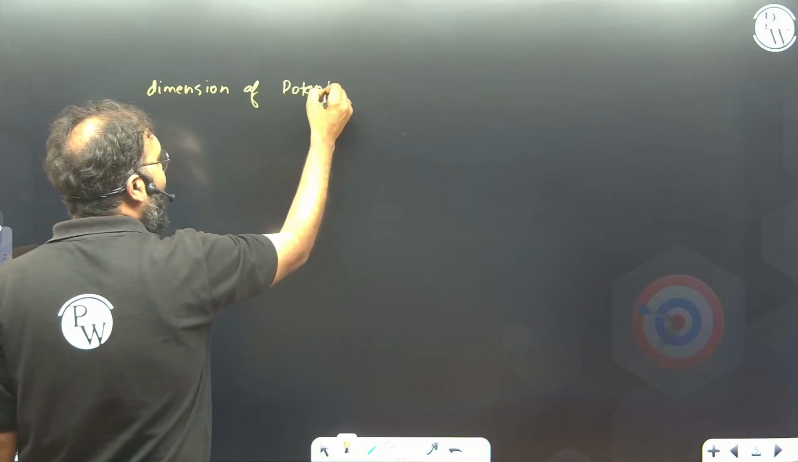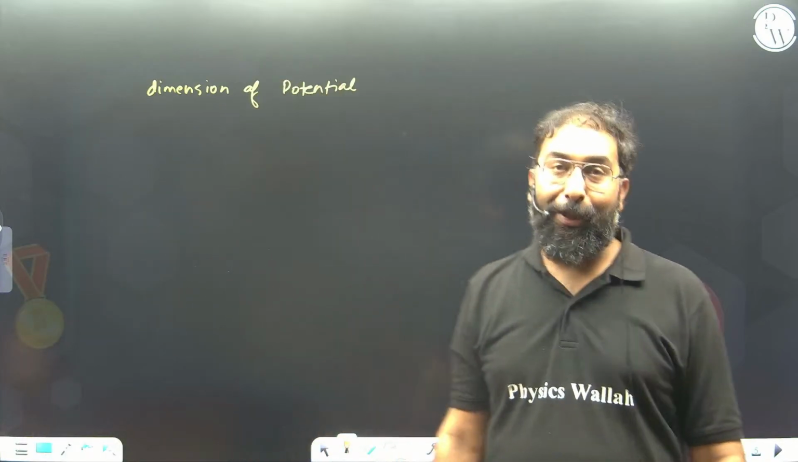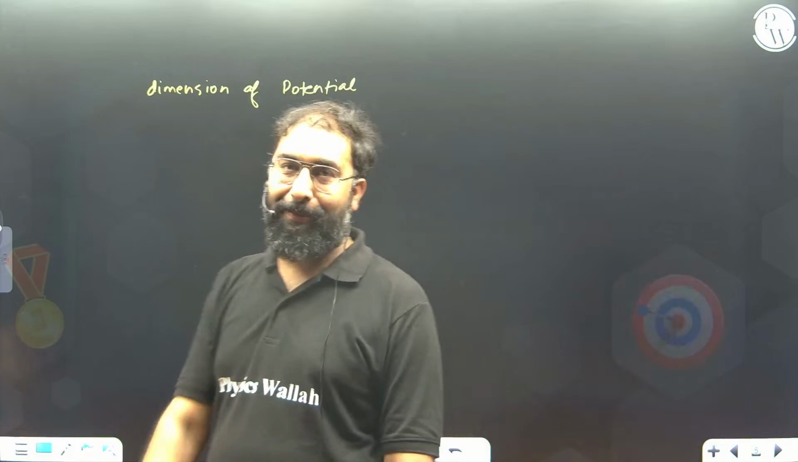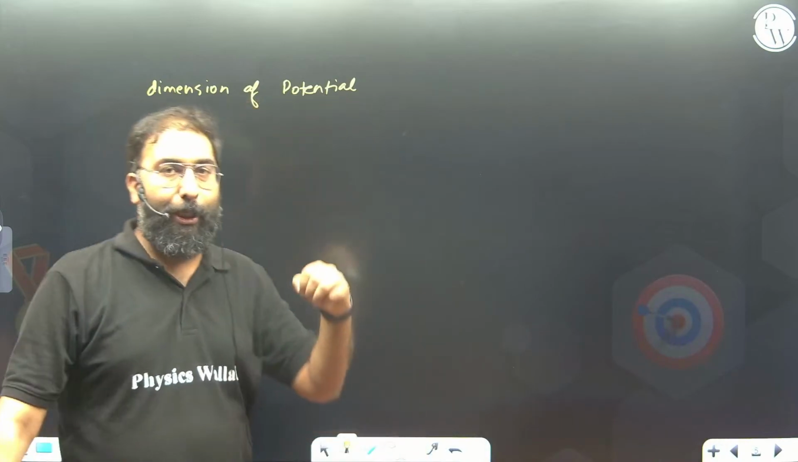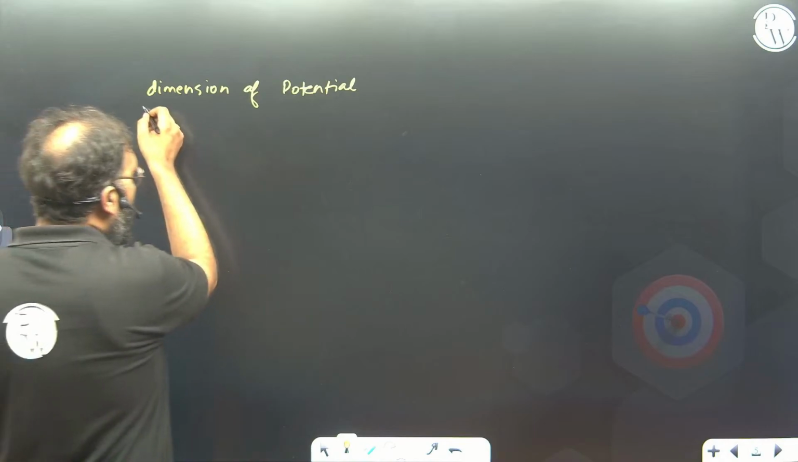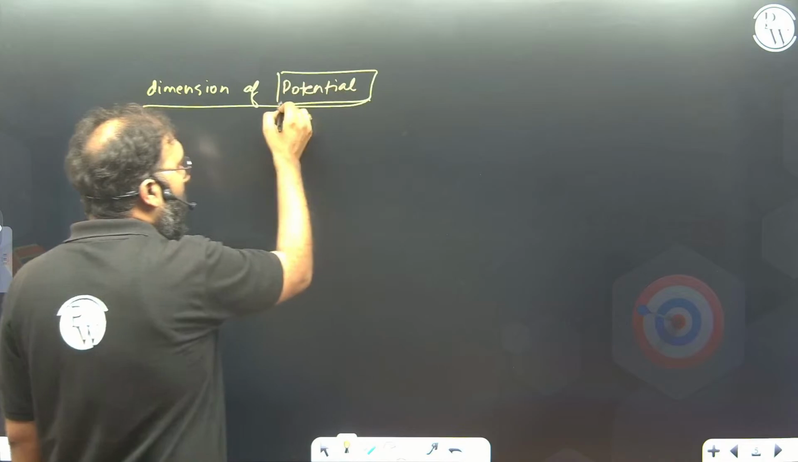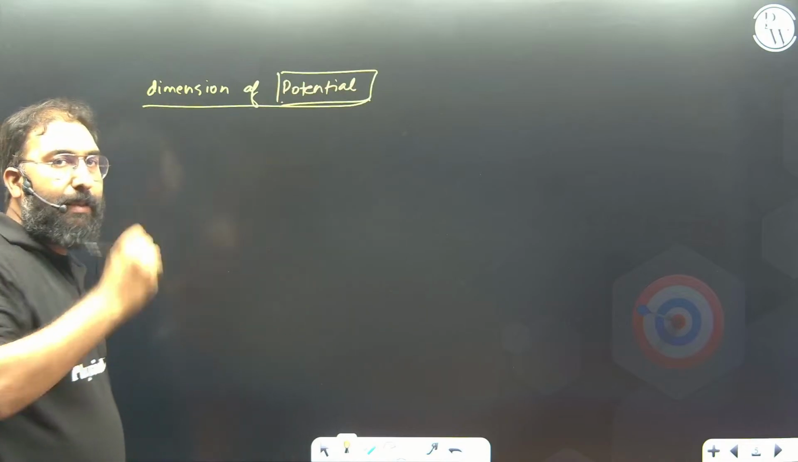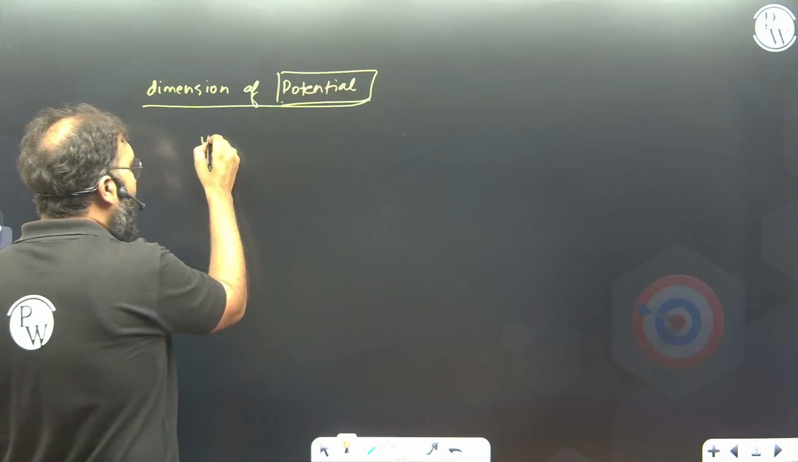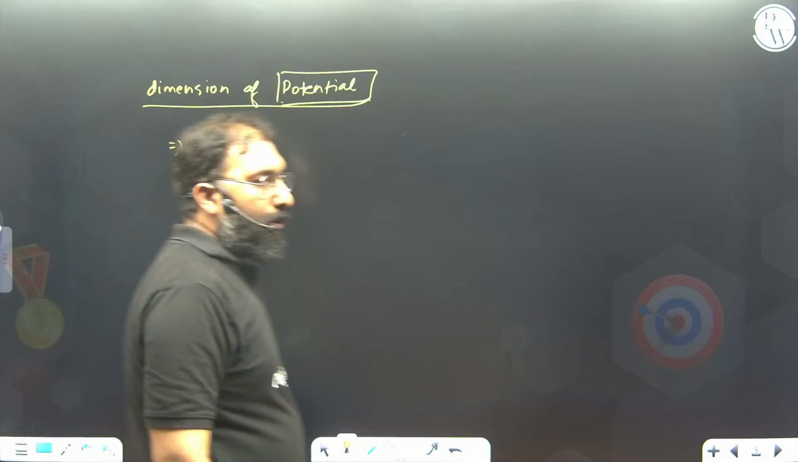You'll be saying, sir, you are taking easy examples. No, I'm not doing that. I'm just trying to make you understand. I'll take some physical quantities from the 12th class syllabus also. So I have to write down the dimension of potential. No problem, I'll just write down the very basic thing. Have you come across this formula?